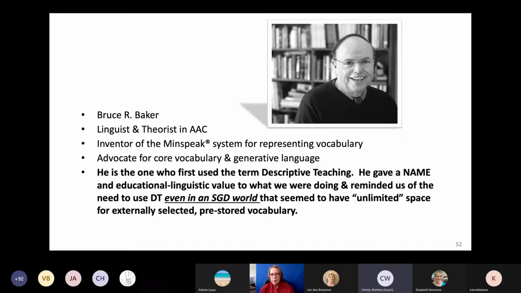Bruce Baker is a linguist and a theorist. He's not a speech language pathologist, but he has been a longtime advocate for core vocabulary and generative language. So I've got to give him credit for shaping a lot of my thinking of how I shifted from using vocabulary extension strategies into using descriptive teaching.